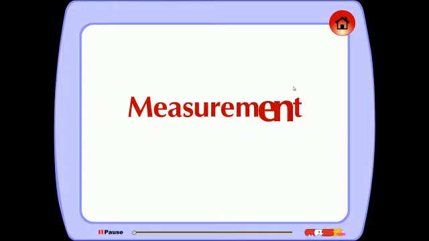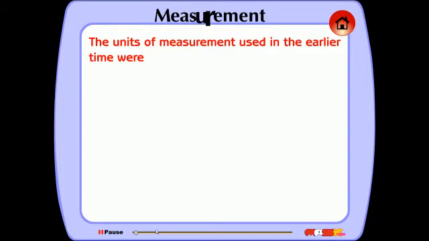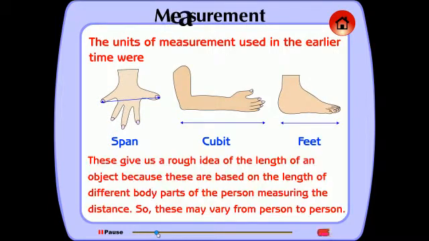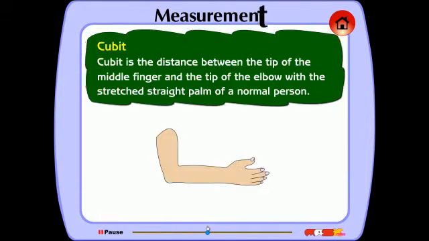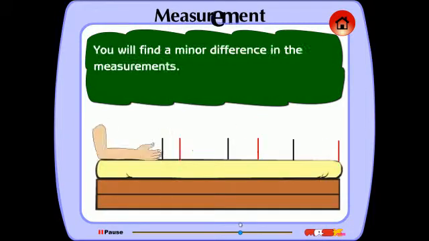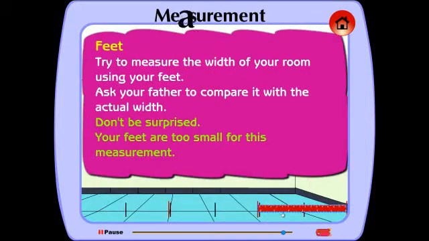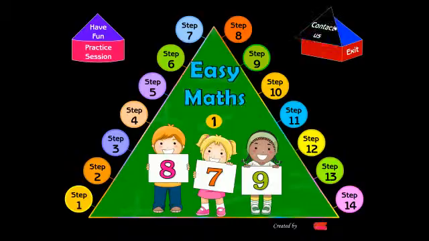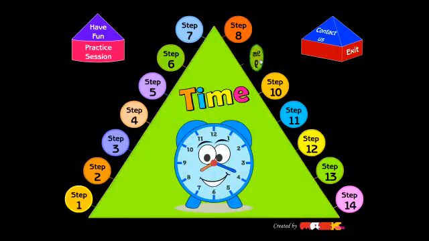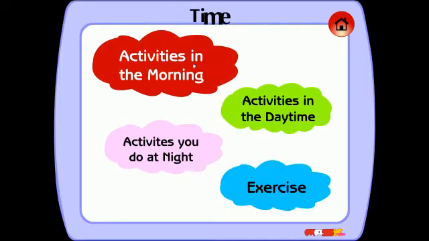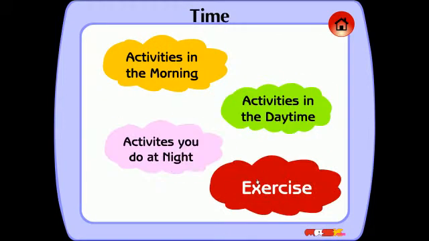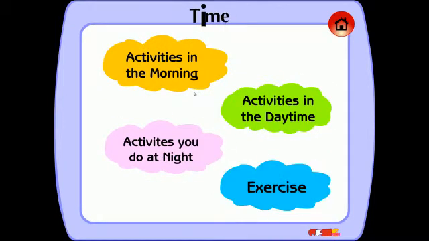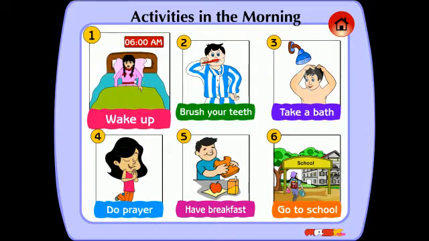Measurement. The units of measurement used in the earlier time were span, cubit, feet, etc. For measuring distance, time. Activities in the morning.